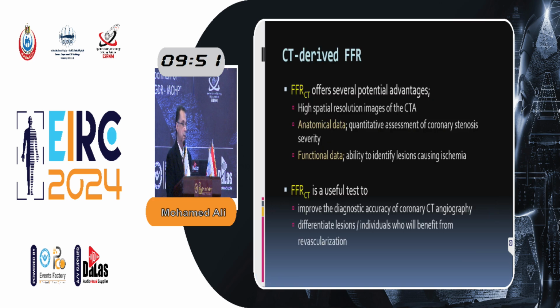The CT-derived FFR offers several potential advantages, including high spatial resolution of the original CT angiographic study, which provides the anatomical data. In addition, the FFR adds the functional data with ability to identify the lesions causing ischemia. It's a useful test to improve the diagnostic accuracy of CT angiography and to differentiate lesions and individuals who will benefit from revascularization.